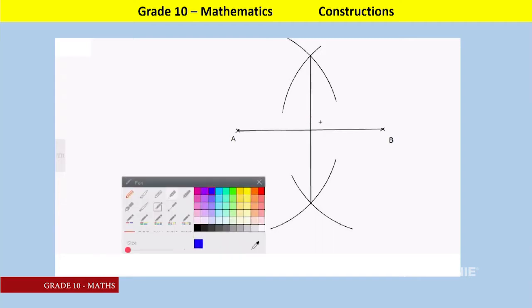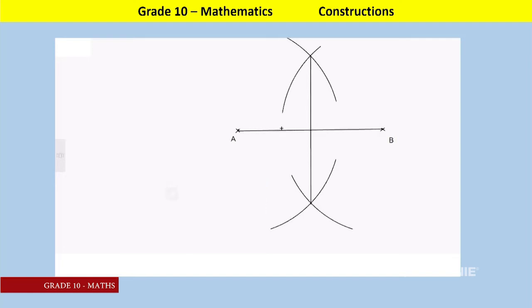So how do I know that it's a perpendicular bisector? Bisecting. You have to mark equal, perpendicular. So this is the perpendicular bisector of AB.